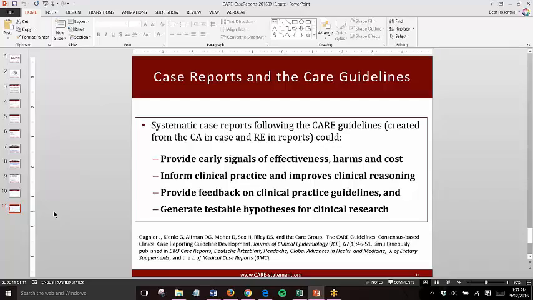They provide feedback on clinical practice guidelines, whether they're formal clinical practice guidelines or informal clinical practice guidelines handed down from faculty and experts. Case reports can either validate or call them into question, and case reports can also generate testable hypotheses for clinical research. That's everything that I have.